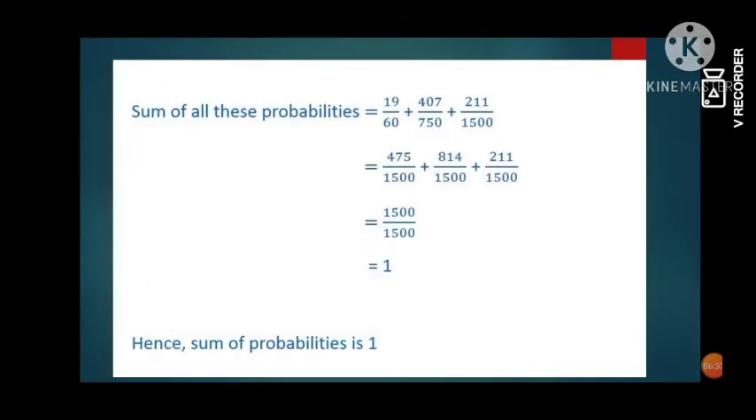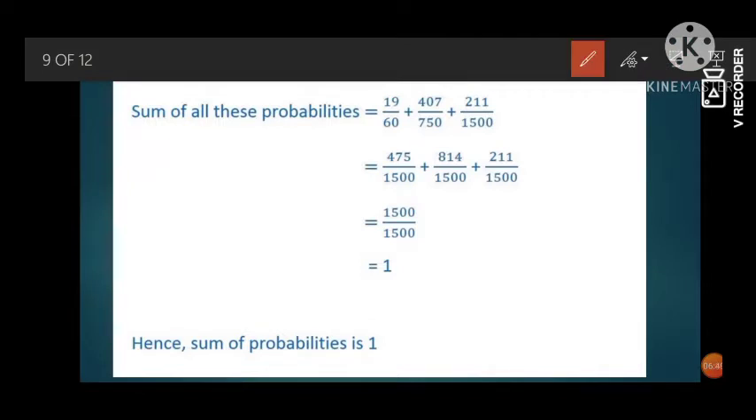At the end, it asked whether the sum of all the probabilities comes to 1 or not. So we will add all the probabilities. All the probabilities of having 2 girls, 1 girl and no girl. So 2 girls is 19 by 60, 1 girl is 407 by 750 and no girl is 211 by 1500. So these are the simplest forms. You can see the denominator 1500 is the greatest.